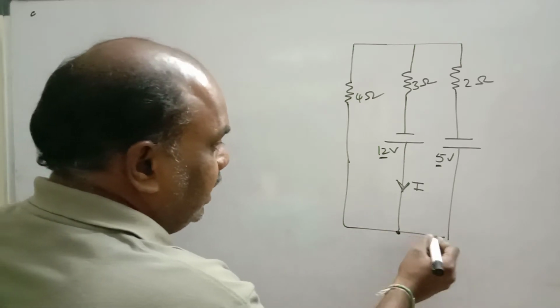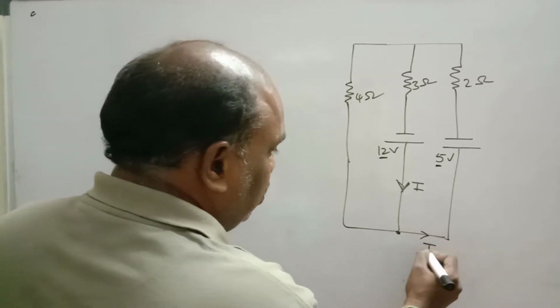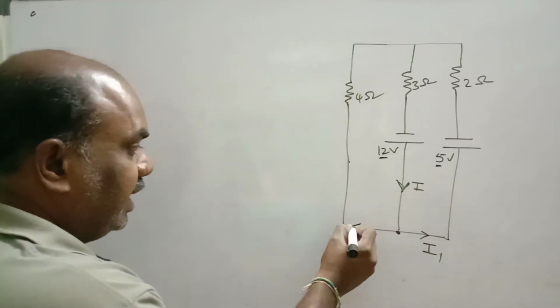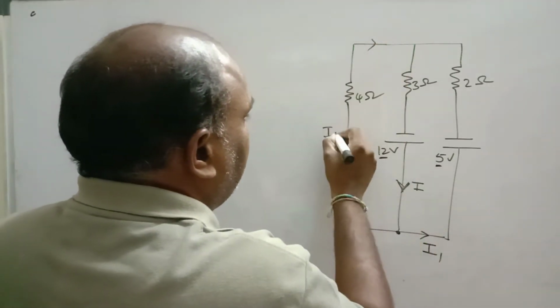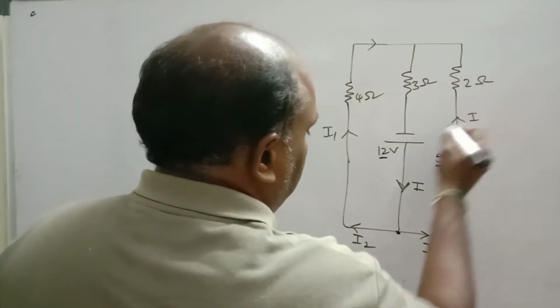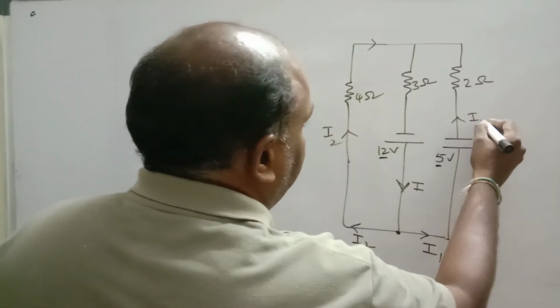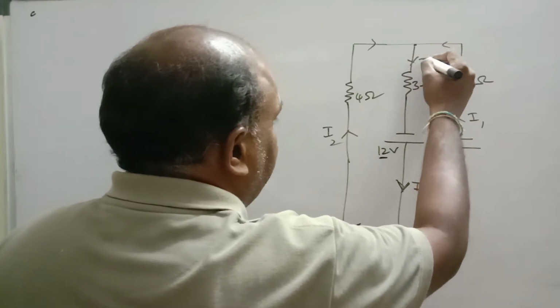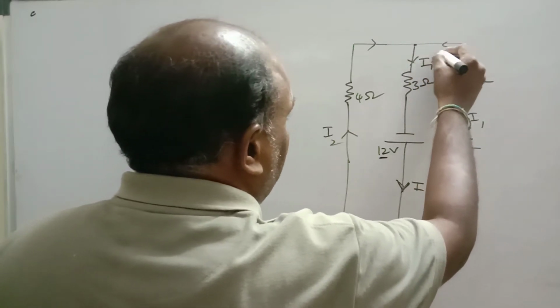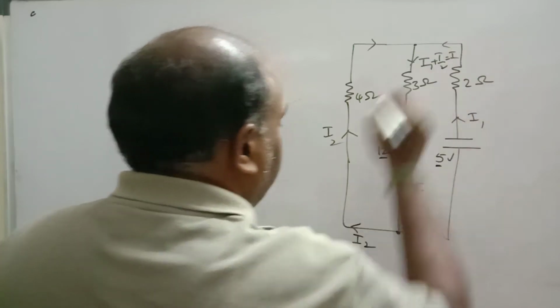Whenever it comes to here, I1 current, it splits into two parts. I1 current goes that side and I2 current goes this side. Whenever this I1 and I2 current comes here, again at this junction, these two will combine and again it becomes I1 plus I2, which is equal to I.